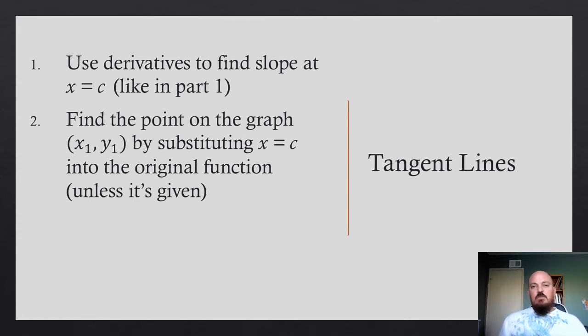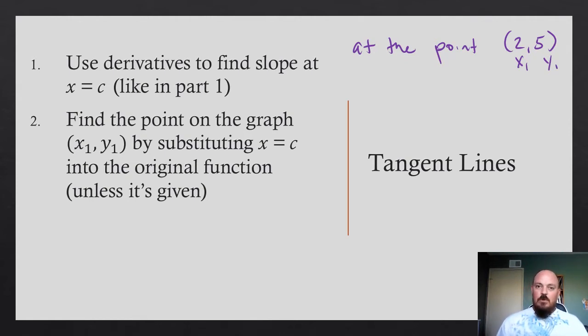There's kind of two ways this question can be worded. I can say, find the slope of the tangent line at the point, and let's say the point is like (2, 5). Now if I do that, you don't need to do step 2. I've basically given you the x1 and the y1, and you're going to use those.